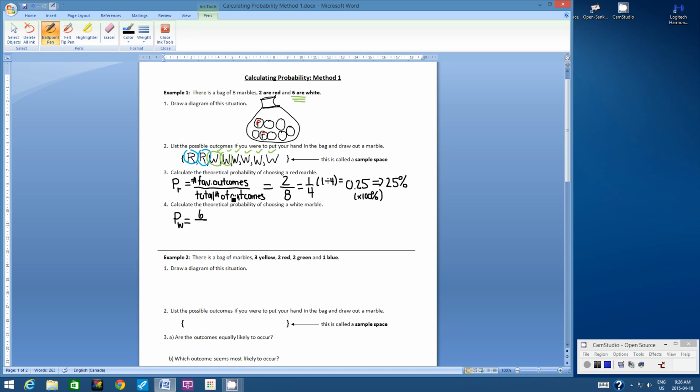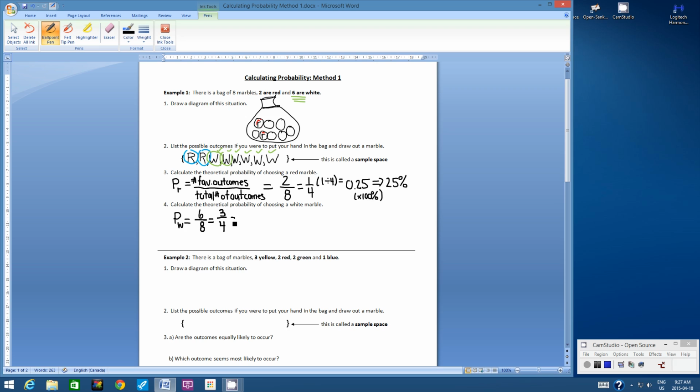The total number of outcomes doesn't change. There's still only 8 marbles in the bag. So we have 6/8. Now 6/8 is not in its lowest terms. 6/8 can be reduced to 3/4. So it's kind of nice that in this probability unit we get to review some fraction rules as well as converting fractions to decimals and percents.